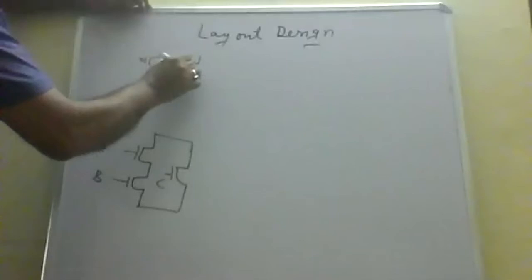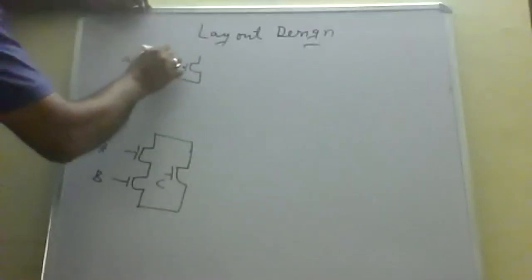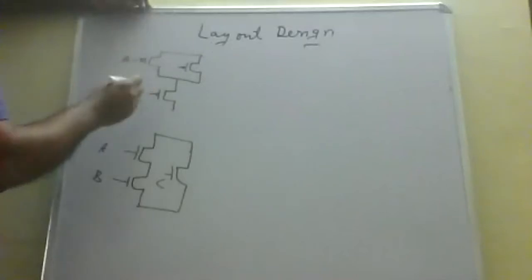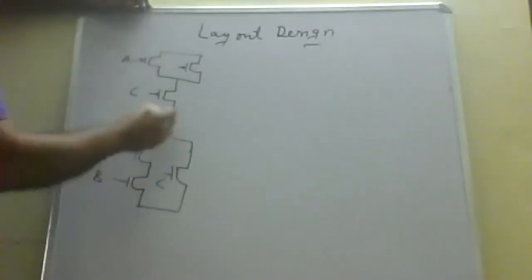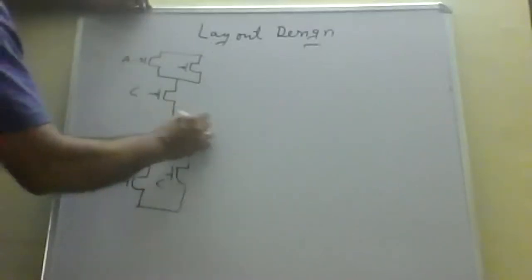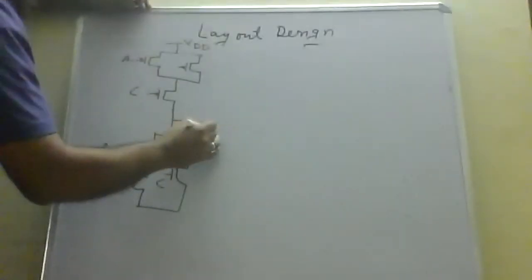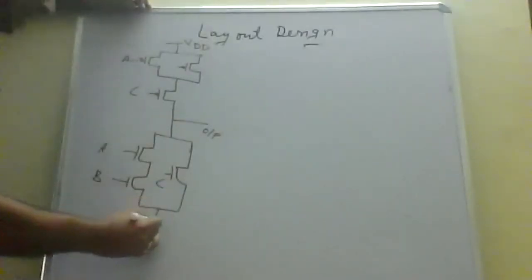So here A and B are in parallel, and here there will be a series connection, because this C is parallel, so it will be like this. So it is here VDD, and here the output will be here.